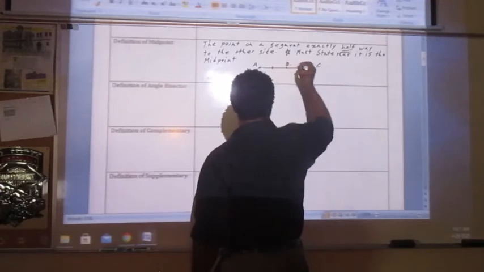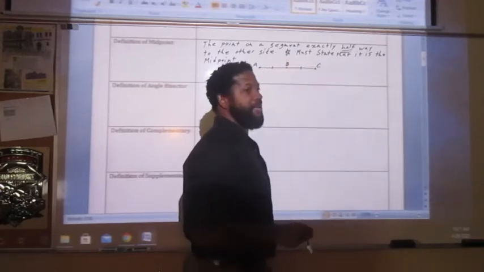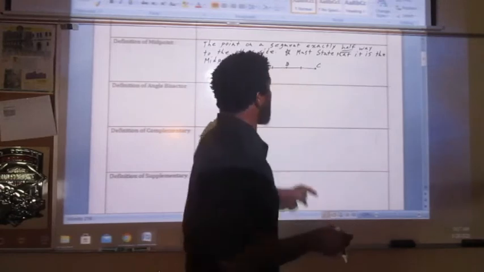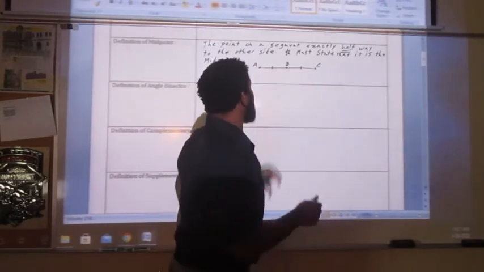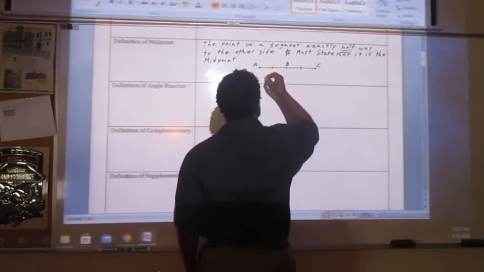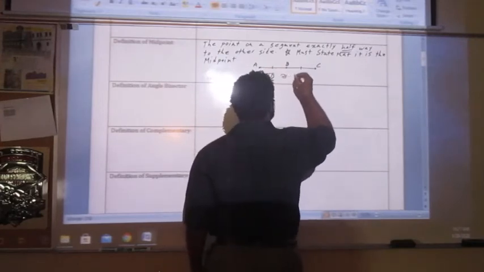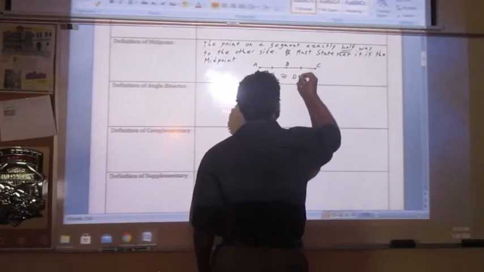And it will show, either it'll state that B is the midpoint, or it'll show the two arcs showing that AB is congruent with BC.